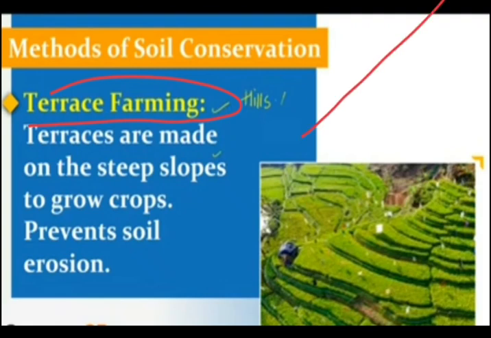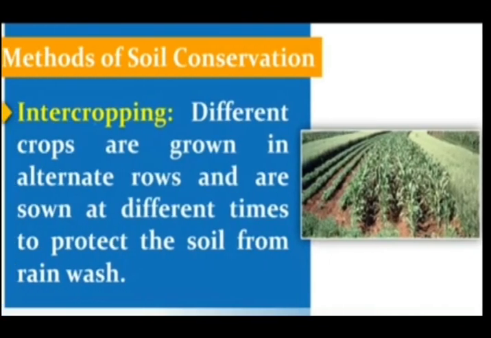If you have steep slopes, what is made here? Terraces are made. Broad flat steps or terraces are made on the steep slope so that flat surfaces are available to grow crops, and they reduce surface runoff and soil erosion.